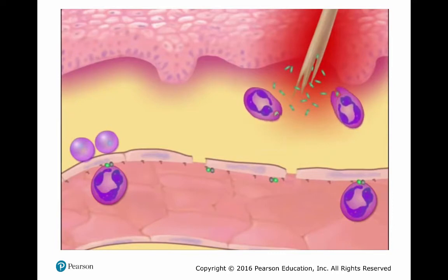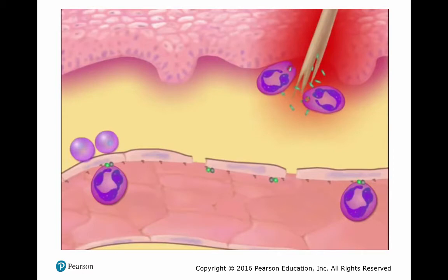The neutrophils, followed by other types of phagocytes, are attracted to the damaged site by chemotactic substances released by bacteria and tissue breakdown products. They ingest and destroy invading bacteria.